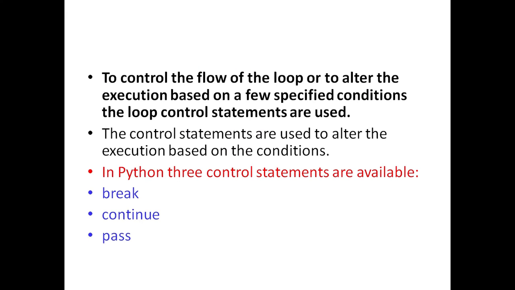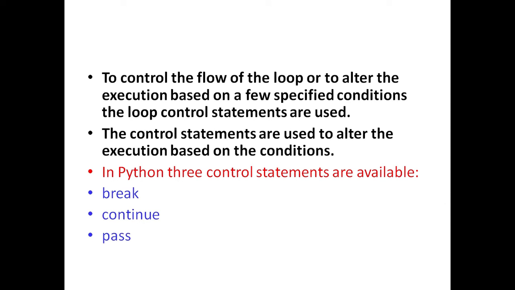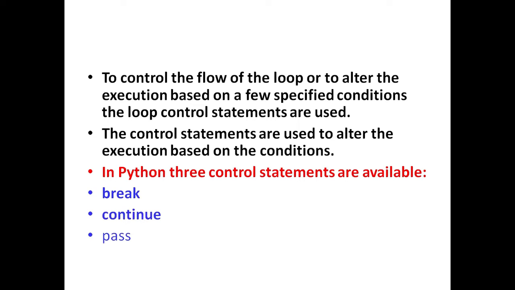Here we will see loop control statements in Python. To control the flow of the loop or to alter the execution based on a few specified conditions, loop control statements are used. Generally, loop control statements are used to alter the execution based on some specified conditions. In Python, 3 loop control statements are available: break, continue and pass.